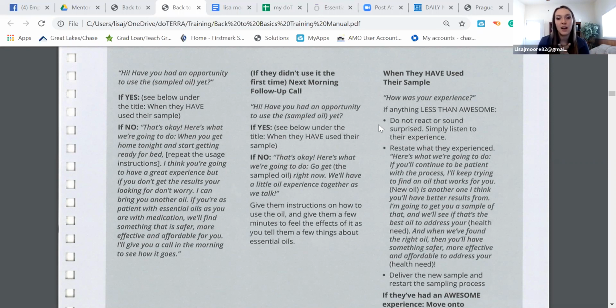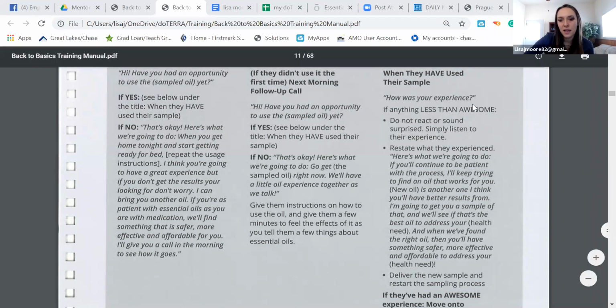But if you say, hi, oh, so did you have the opportunity to use that sample of oil yet? And if no, again, that's okay. Here's what we're gonna do. Go get that sample right now. I understand that life can be really busy. Let's just take a couple of minutes, because I know you're gonna love this sample. Sorry, I'm going off script here. Go get that sample right now. And we'll do a little oil experience together as we talk. And so give them the opportunity to use that oil just really quick and feel the effects, and tell them a few things about essential oils, okay?